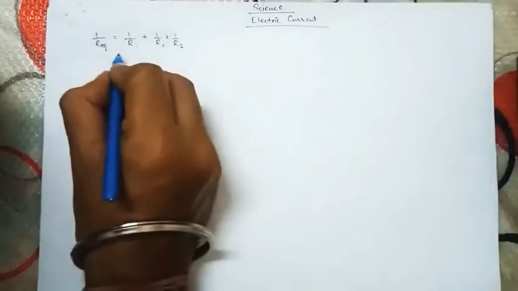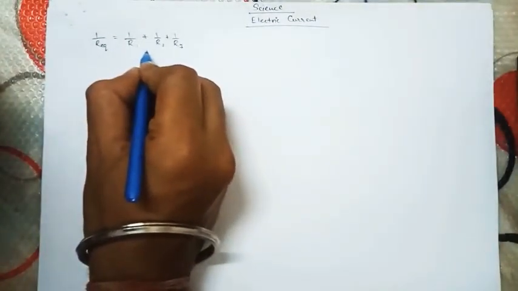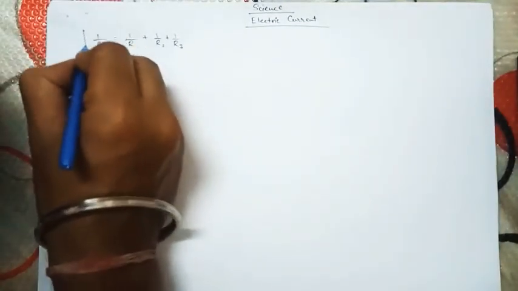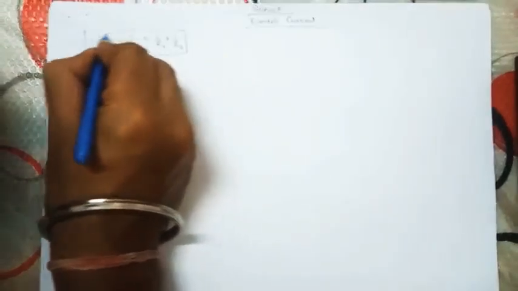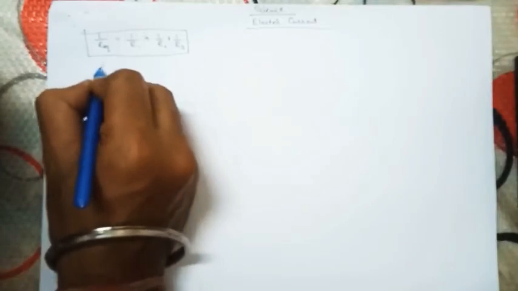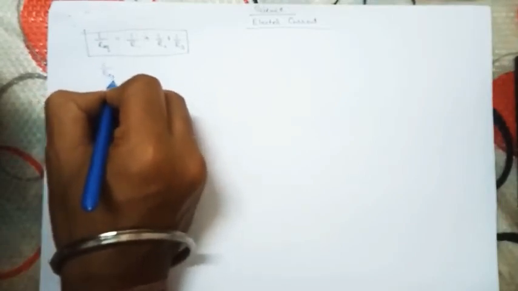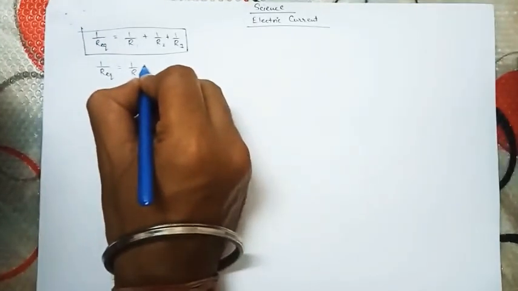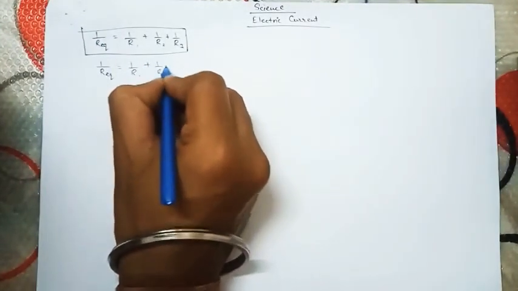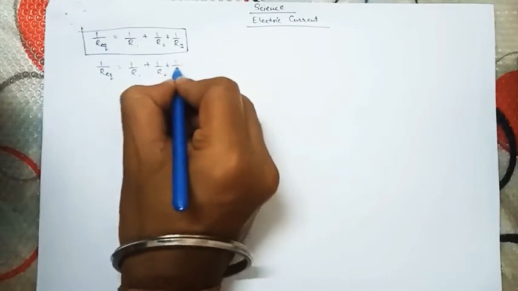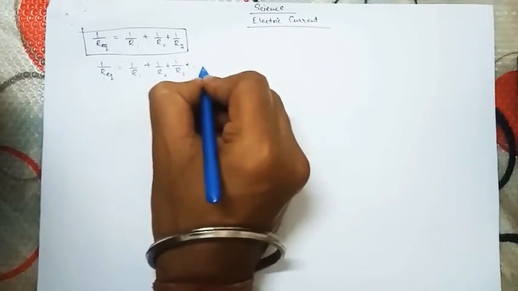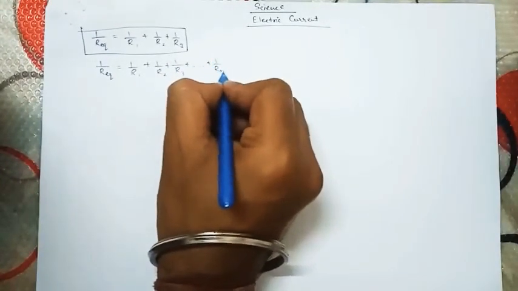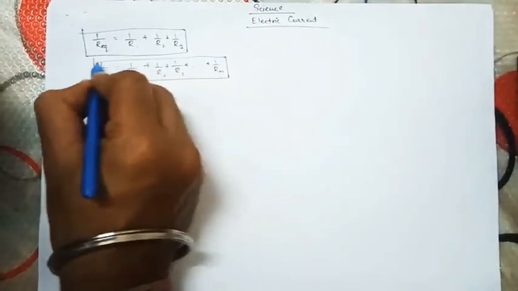It is calculated only for the three parallel resistances. If there are more than three parallel resistances, then the general formula is that 1/R equivalent equals 1/R1 plus 1/R2 plus 1/R3 plus up to 1/Rn, where n can be 2 or more than 2.